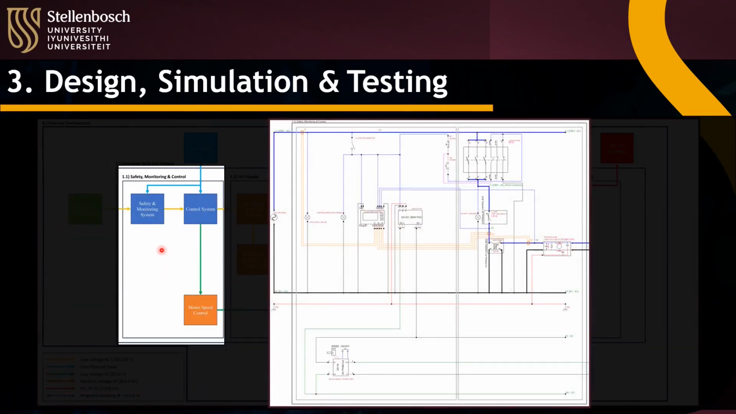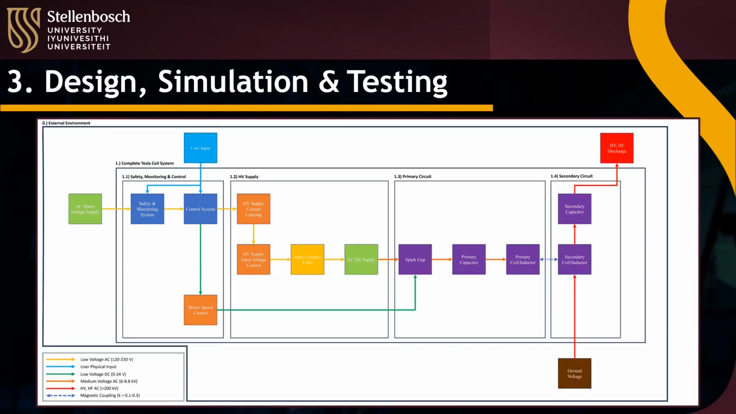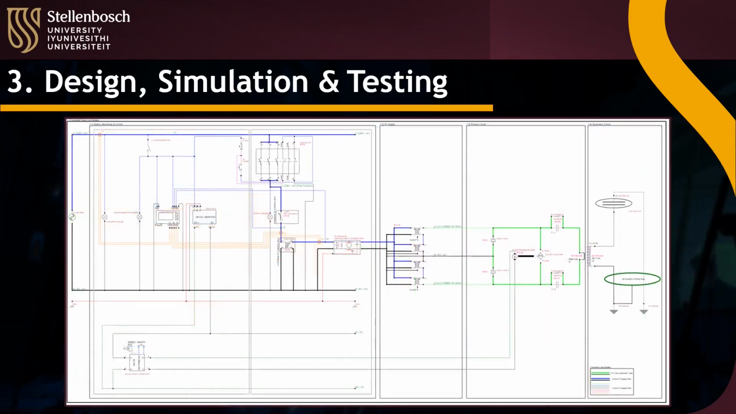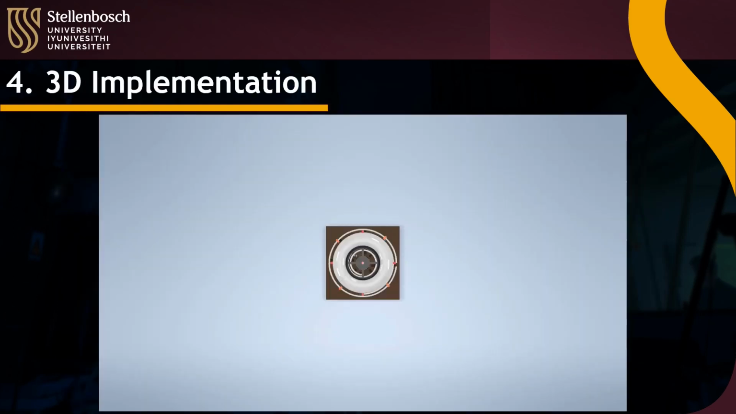To implement safety control and monitoring, the following design schematic had been constructed. The sum of all design results in the following complex system diagram originating from the simple system diagram. The following is the 3D implementation of the complete Tesla coil system.